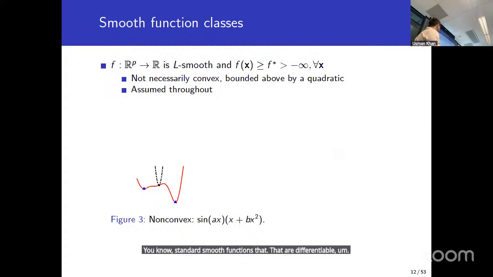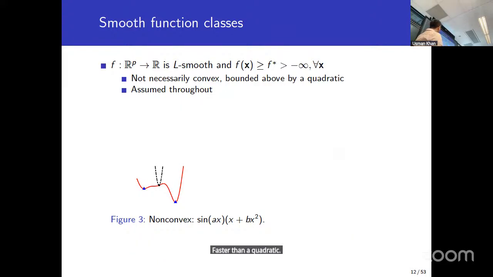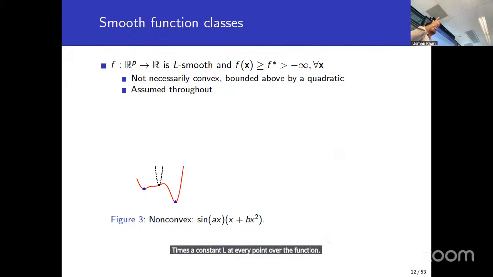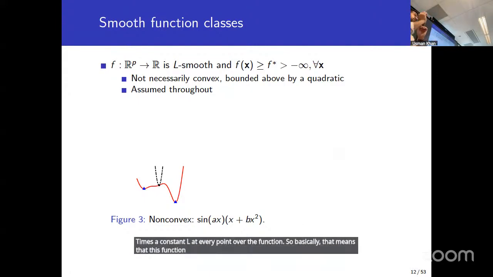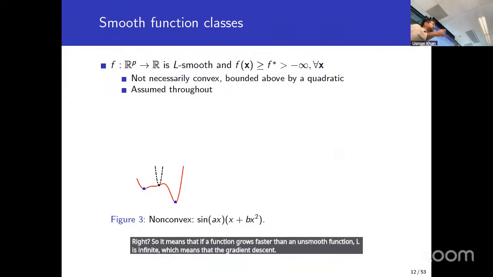And L smoothness also enforces that these functions cannot grow faster than a quadratic. So L smooth functions basically are upper bounded by a quadratic function times a constant L at every point. So basically that means that this function will always have a growth factor which behaves like a quadratic up to a certain multiplier. And if you recall, gradient descent step sizes are always proportional to 1 over L, right? So if a function grows faster than an L-smooth function, L is infinite, which means the gradient descent step size 1 over L is 0, right?